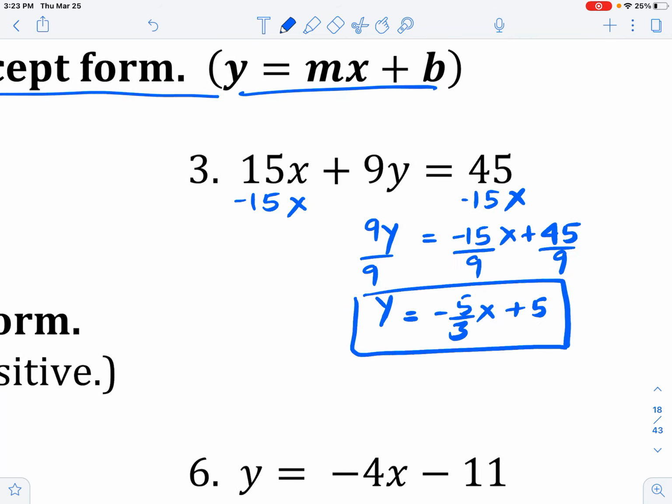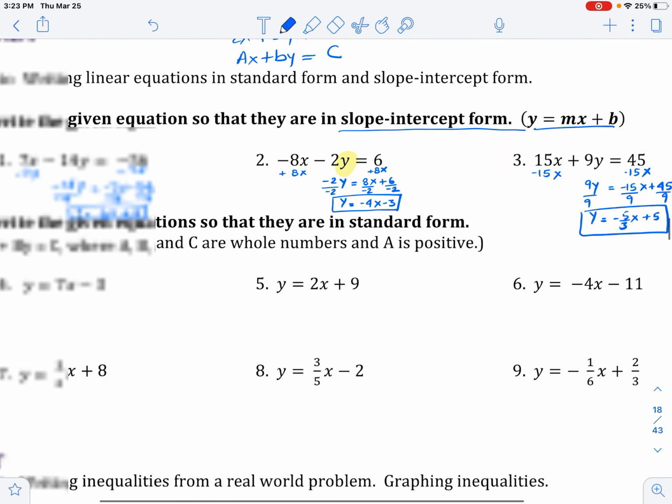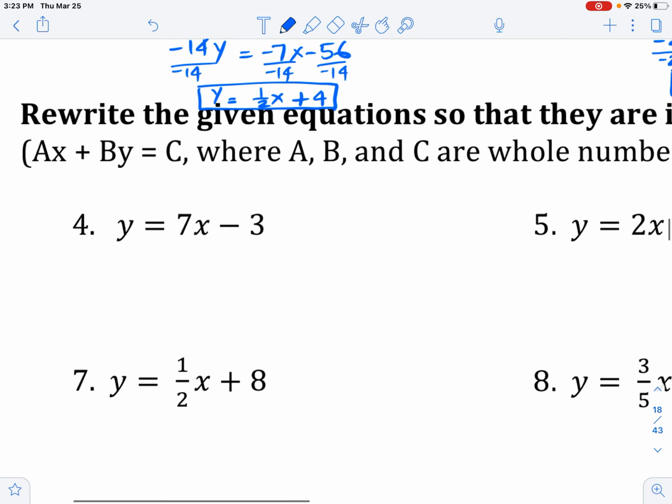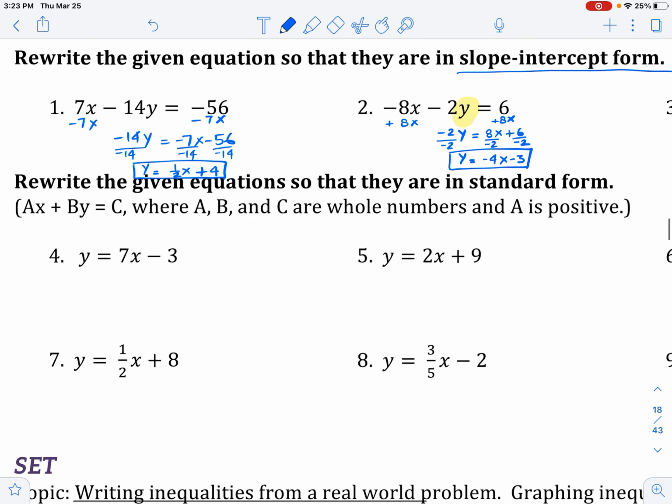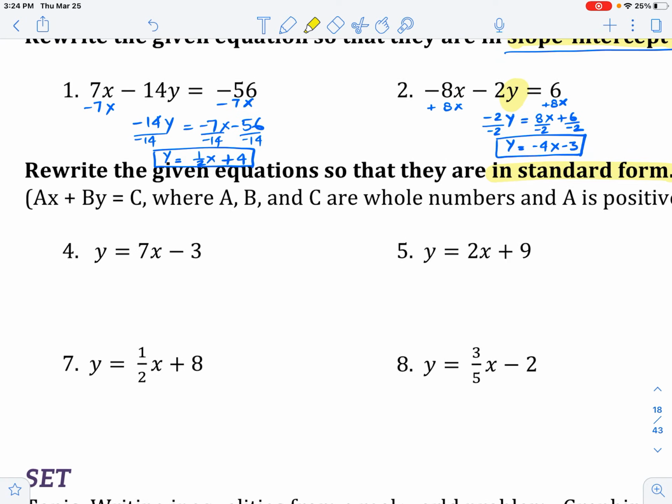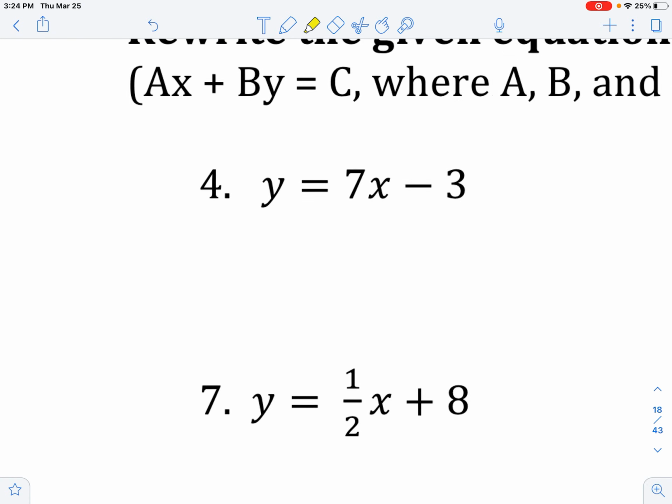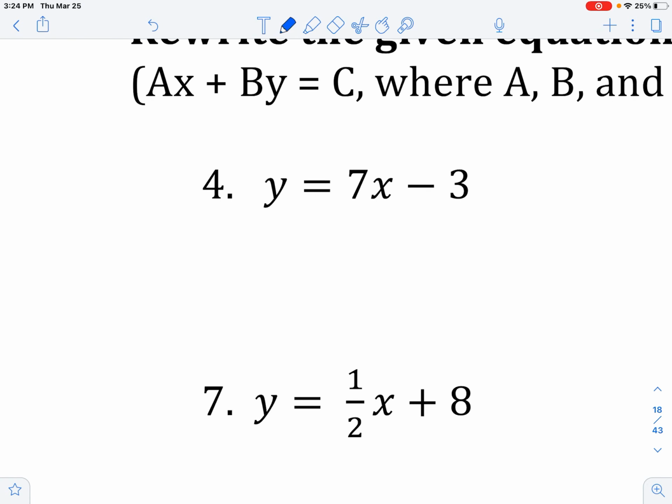Let's move to the next question. Fourth: rewrite the given equation so that it is in standard form. If the previous one was given in standard form and you needed to write slope-intercept form, now it's the other way around. So we have to write ax plus by, which means bring all the x and y terms on one side and leave the constant on the right hand side. So what do you need to do?